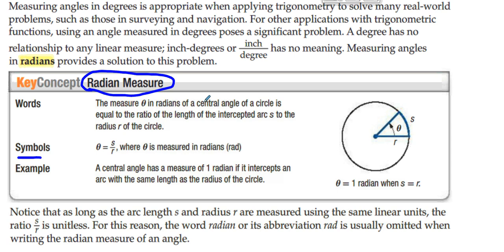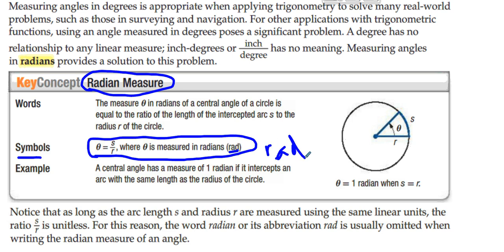The measure theta in radians of a central angle of a circle is equal to the ratio of the length of the intercepted arc S to the radius of the circle. And so theta equals S divided by R, where theta is measured in radians. And sometimes that's abbreviated RAD, and so I will be using that abbreviation as well. And theta, if that's new to you, that's just a Greek alphabet letter to name that.